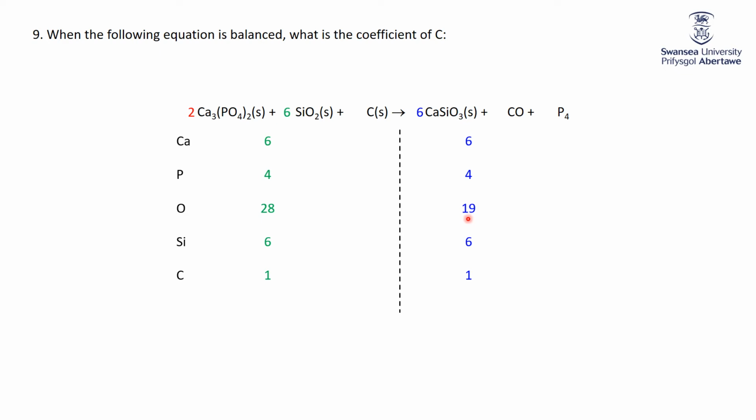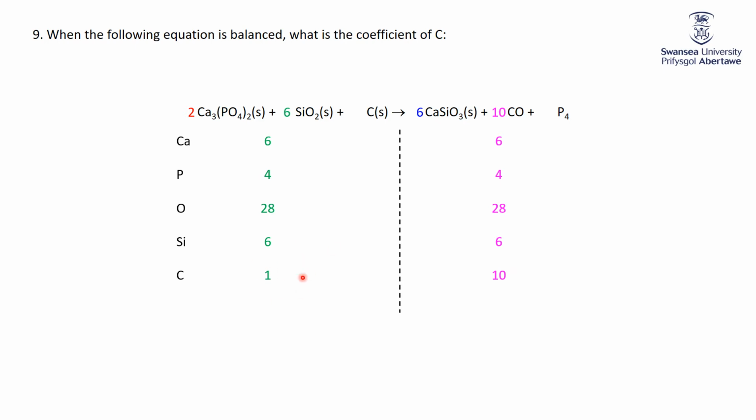Oxygen occurs in two places. It occurs here, but we don't really want to mess with this, because if we mess with this, we'll mess with calciums and silicons. And it occurs here in CO. So why don't we just say we need another 9 oxygens on the right-hand side. So let's have another 9 COs, which gives us a total of 10 COs. Match all that up, and now everything's nice except the carbons, which for the first time have gotten out of whack.